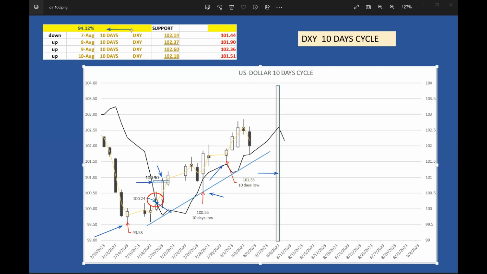The success rate measures how many times the market meets its target after providing a potential target on the upside or downside, within a 1% margin of error as a limit.